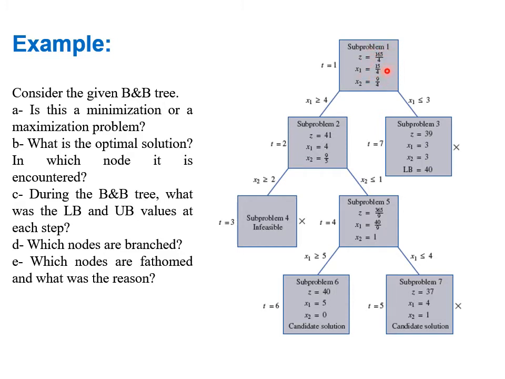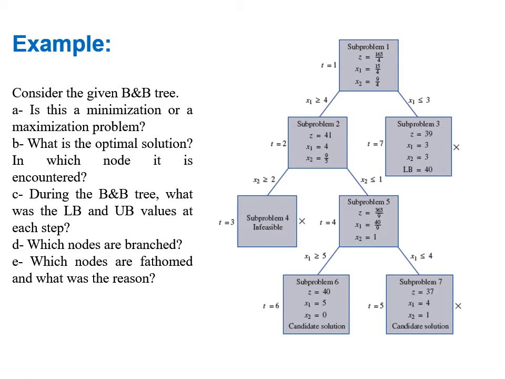165 divided by 4, basically it's 41.25 something. Okay, 41.25, and the children have 41 and 39. So this is larger than this one and this one. So larger should be better. So is this a minimization or a maximization problem? Of course, it is a maximization problem.